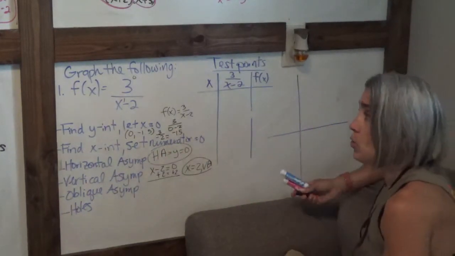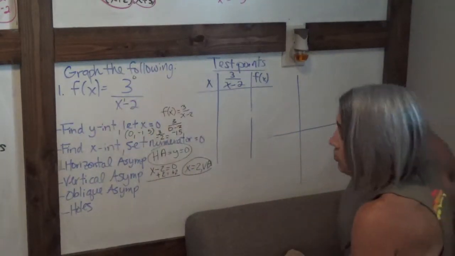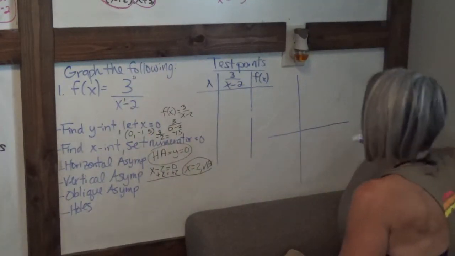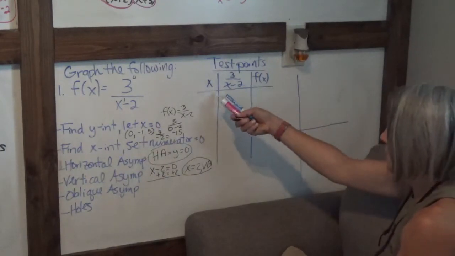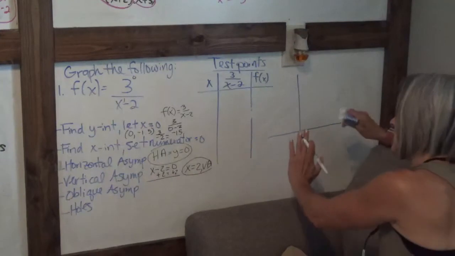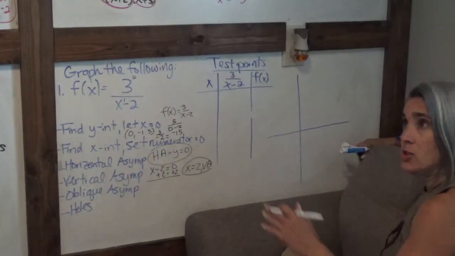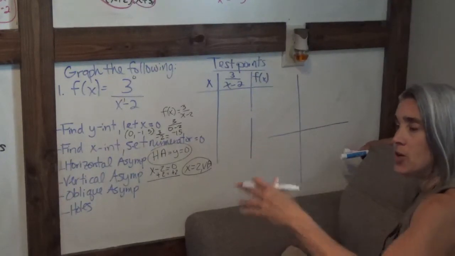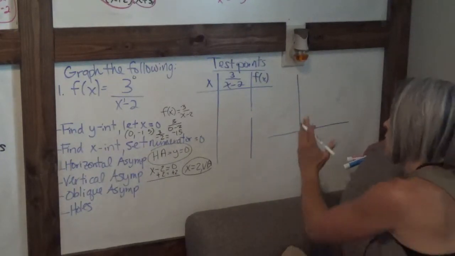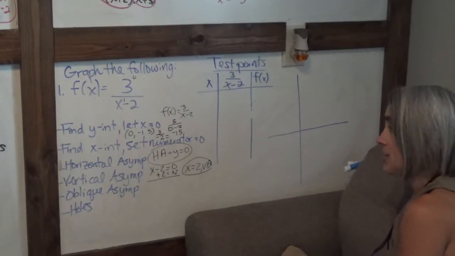Are there any holes on this graph? Nope, there is nothing the same to cancel out, so there are no holes. I have set up a chart here because we need to figure out specific test points on this graph to be able to graph it completely. It's going to look kind of like a piecewise function, with pieces depending on where we see our asymptotes. So let us sketch in the asymptotes first.